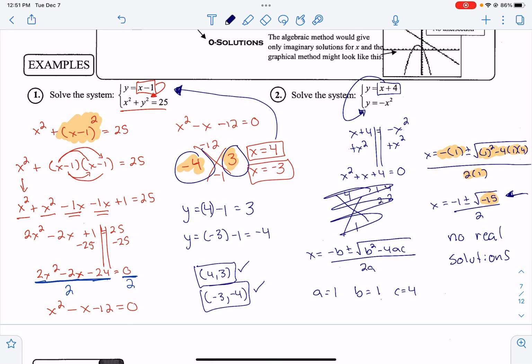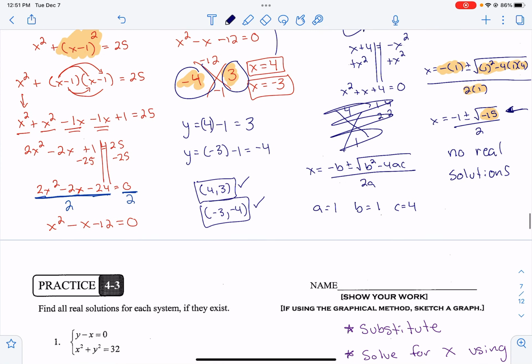And the reason there's not any solutions is that what I have is a parabola and a line that never touch. That's what this looks like. Actually, the parabola is upside down and the line is higher up on the graph, but it doesn't matter. I have a parabola and a line that do not cross each other, so there are no solutions. And it'll look like a negative square root when you try to do it algebraically.